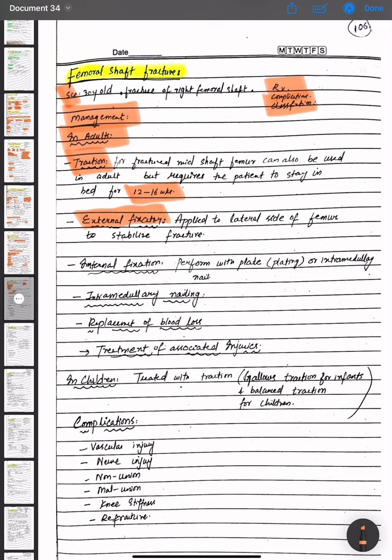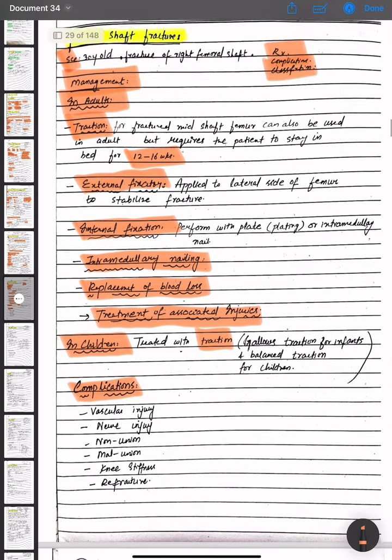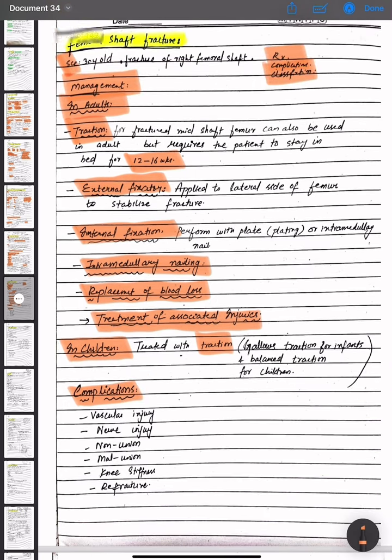Then internal fixation is performed with plating or intramedullary nail. Then intramedullary nailing is done, replacement of the blood loss is done, and the treatment of the associated injuries is provided. This is the general management for the femoral shaft fracture in adults. In children, it is treated with traction, gallows traction for infants and balance traction for children. What are the complications? Vascular injury can occur in femoral shaft fracture, nerve injury, non-union, malunion, knee stiffness and refracture. These are the common complications of the femoral shaft fracture.